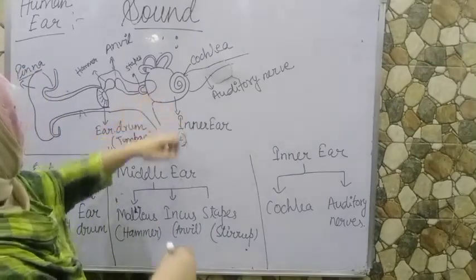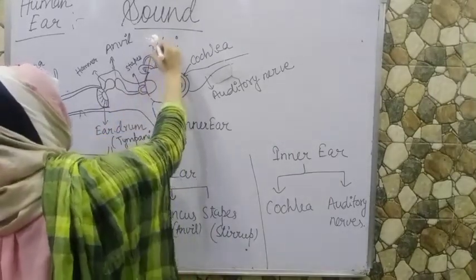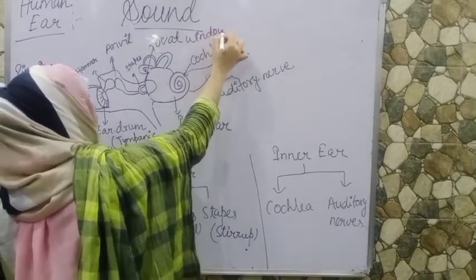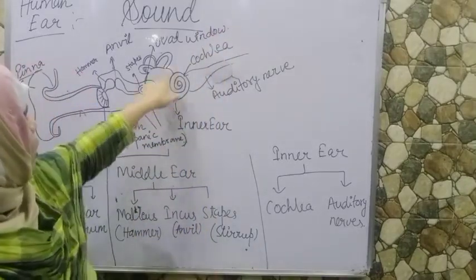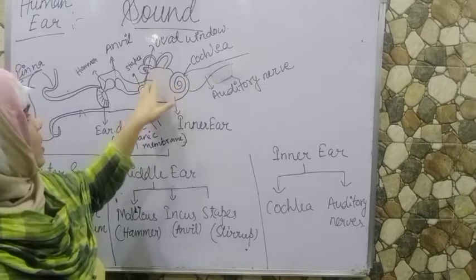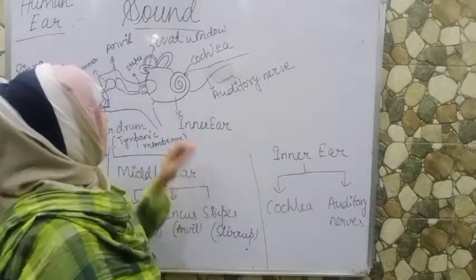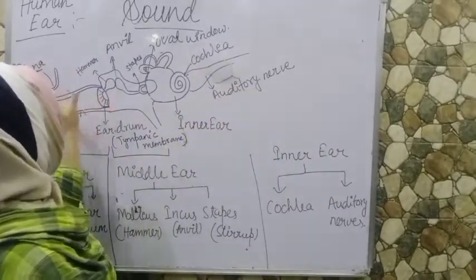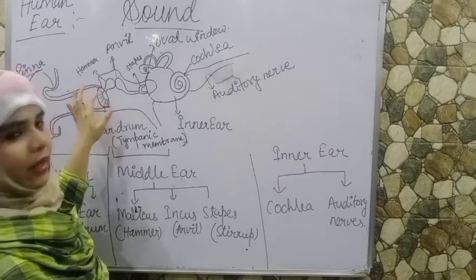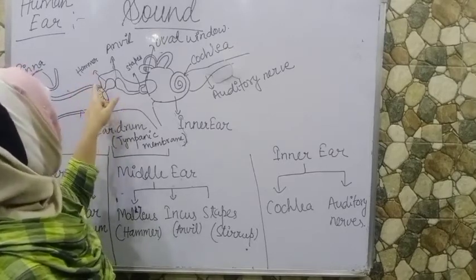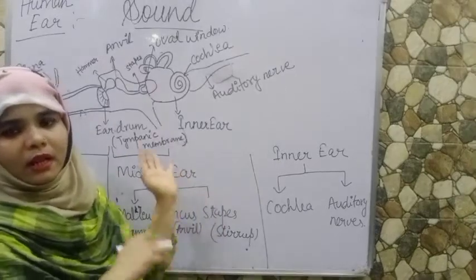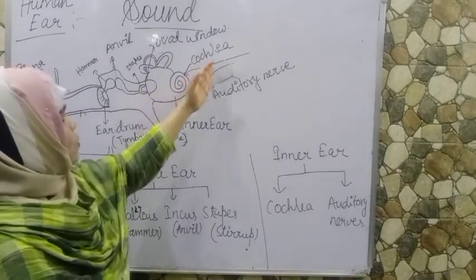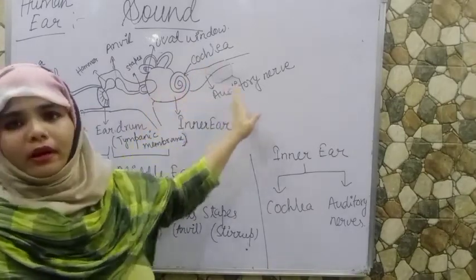And this stapes is connected to the oval window. That is the oval window, which actually takes this vibration to the cochlea. Cochlea is the, you see the spiral. Actually, this is the inner ear part, cochlea and auditory nerves. When the sound comes into our ear and hits the eardrum, the eardrum transfers its vibration to hammer, anvil and stapes. And these three bones increase the amplitude of your sound. And after that it reaches to the cochlea, and cochlea sends it to the auditory nerve.